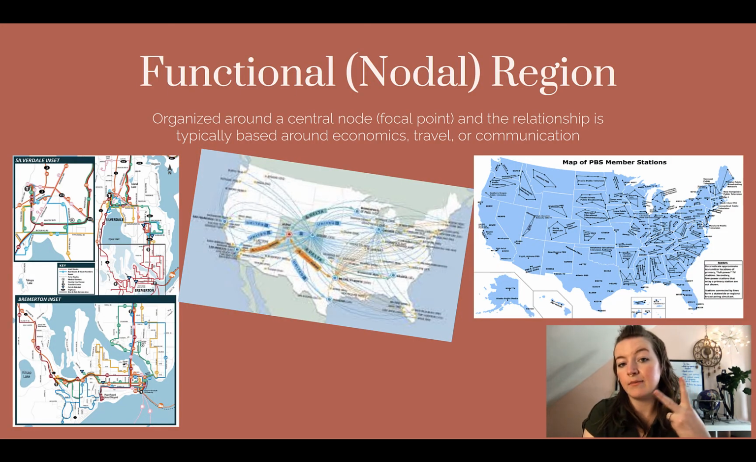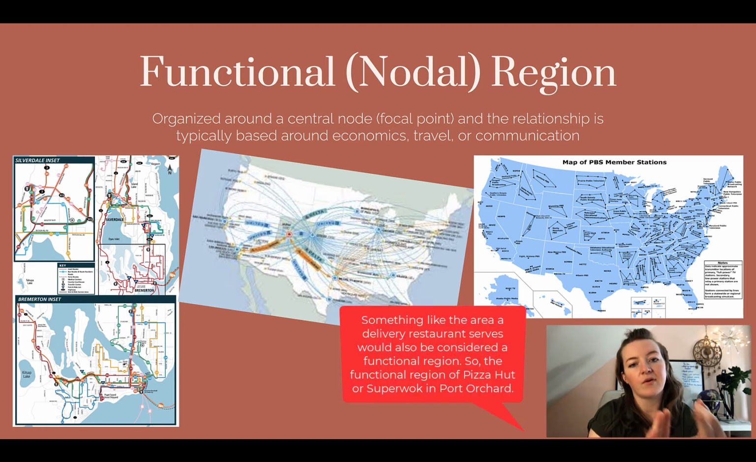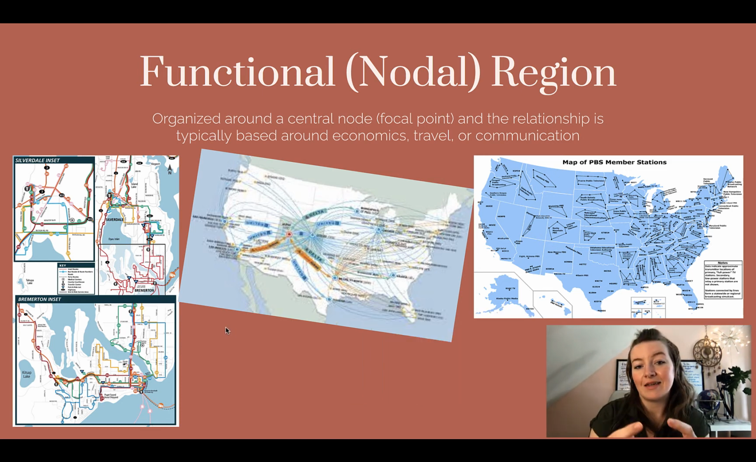Our second major type of region is a functional region. It is also called nodal, meaning it's centered around a node. These are organized around a central node or focal point, and the relationship is typically based around economies, travel, or communication. If we look at the maps up here, we're seeing where that characteristic is functioning. On the left-hand side, we see Kitsap Transit.